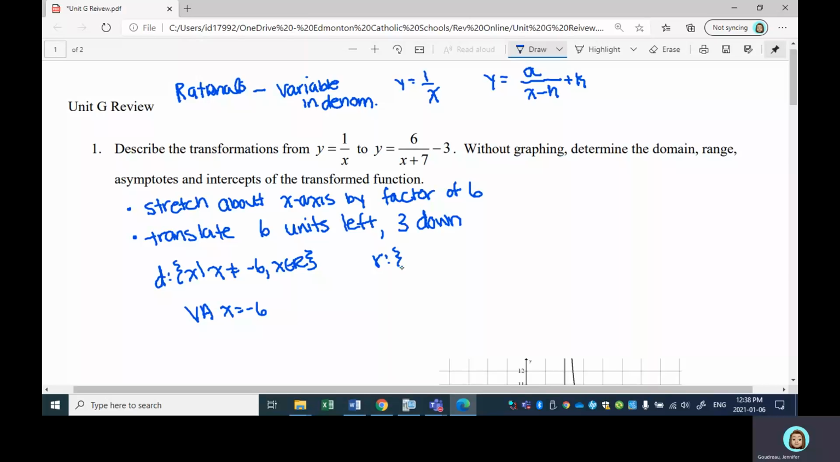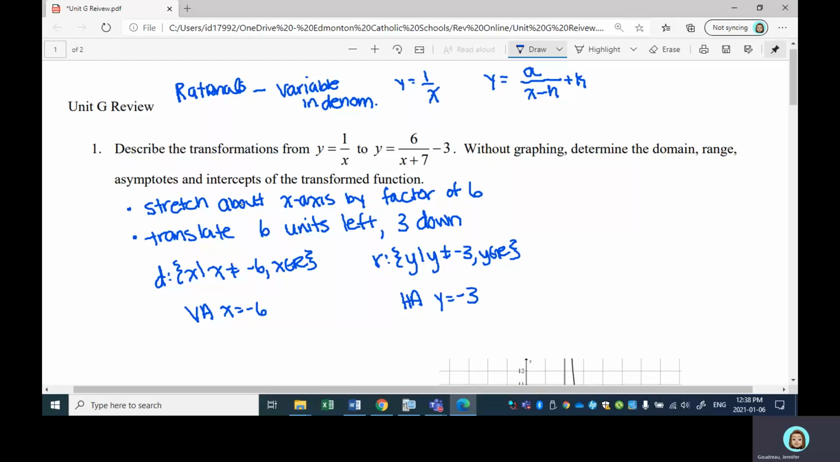Our range, on the other hand, is connected to the k value. Because it's moved 3 units down, our horizontal asymptote also moves 3 units down. So our range is y cannot equal -3. Otherwise, y is an element of the reals. And our horizontal asymptote has an equation of y equals -3. So we've taken care of domain, range, and asymptotes.